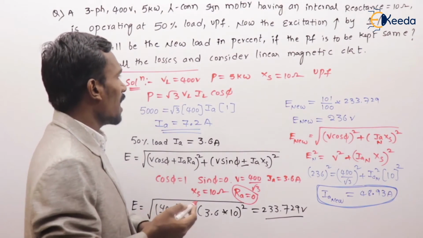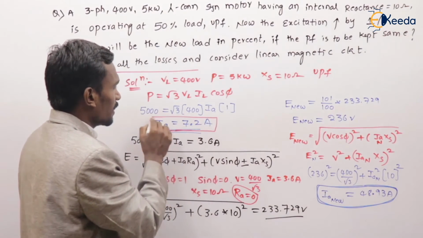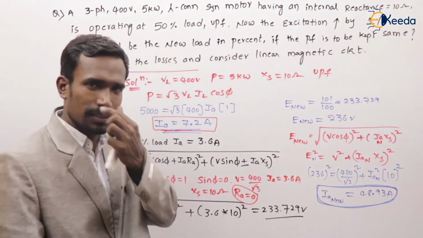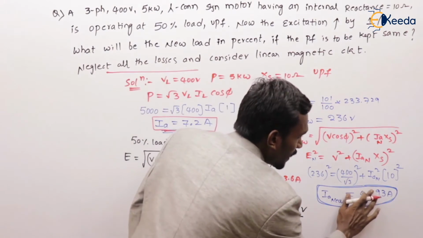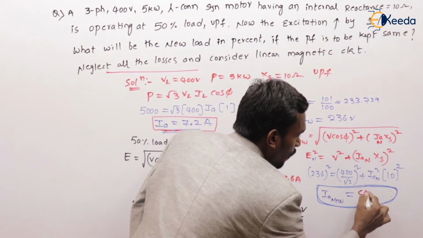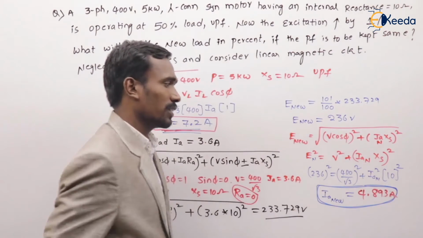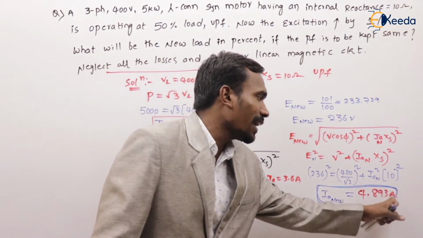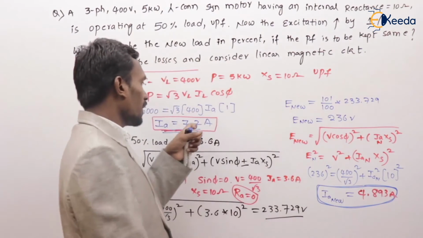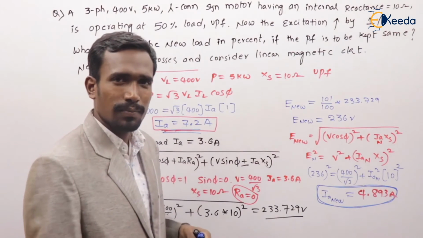Actually, what is the current? The full load current is 7.2 amperes. But here I got 4.893 amperes for the IA new value. But actually the load current is 7.2 amperes.